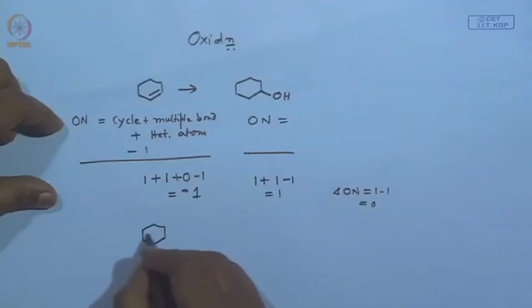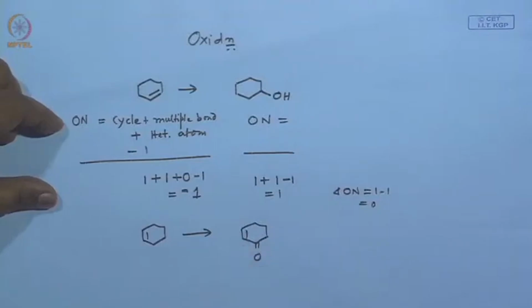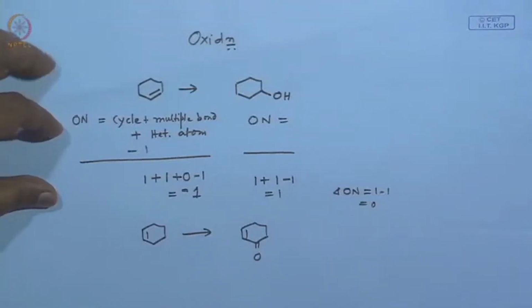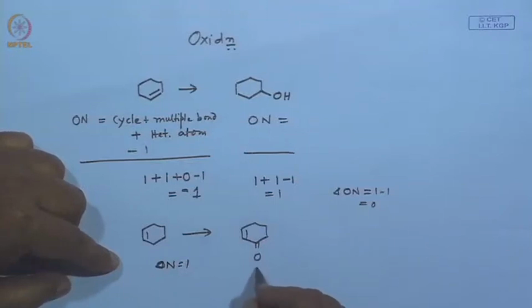For example, let us say you have cyclohexene and you want to go from cyclohexene to cyclohexenone. So, what is the level of oxidation? How many electron oxidations are required? For the cyclohexene the oxidation number is 1, and for the cyclohexenone, what is this oxidation number? 1 cycle, 1 double bond, no, 2 double bonds, plus 1 heteroatom, minus 1.